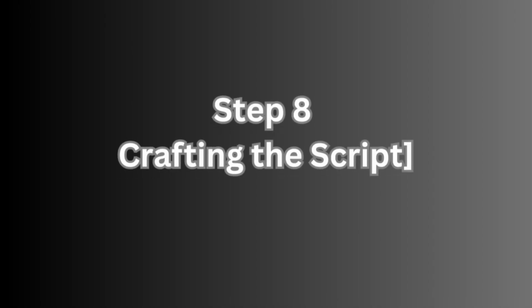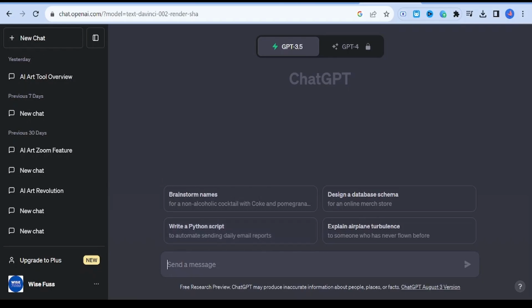Step number 8. Crafting the script. Visit ChatGPT armed with your chosen image. Describe your desired narrative direction and let ChatGPT generate a script that complements your masterpiece. This script will serve as your guiding star in the next phase.